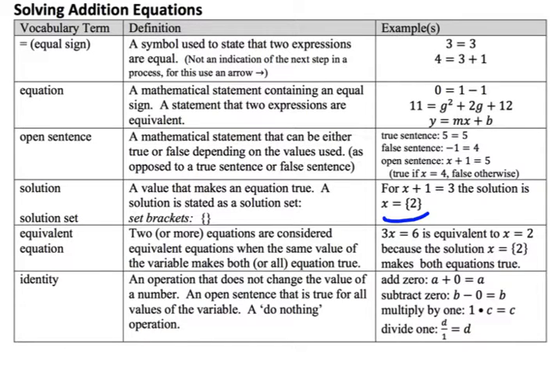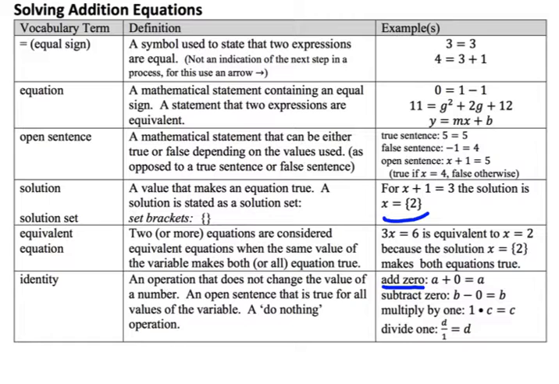Identity, last vocabulary word here, an operation that does not change the value of a number. An open sentence that is true for all values of the variable. A do-nothing operation. Now there are 4 identities so far that a 7th grader should be familiar with. You need to know that adding 0 is an identity. A plus 0 equals A. You get at the end what you started with.